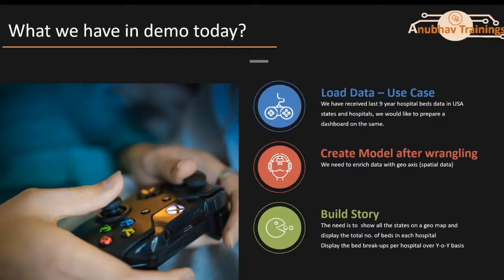Now, it is mandatory to create a data model before we start using our data in any story or any dashboard. The model is nothing but your foundation for any story, which contains the processed data that is finally usable by the stories. Now we need to show all the states on the geo map, display the total number of beds in each county or hospital, and also display the breakup of the beds on a year basis in each of the hospitals. So that's a kind of drill down we will be seeing in our scenario.